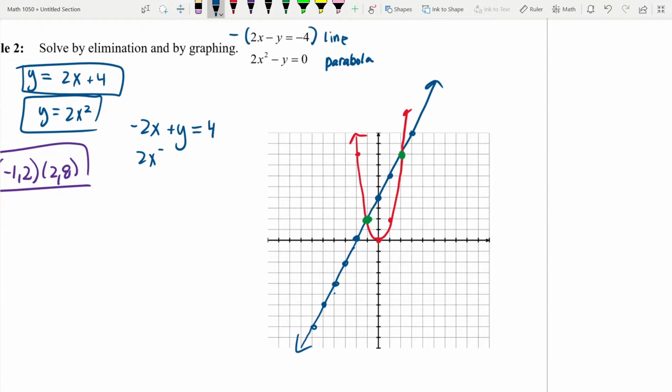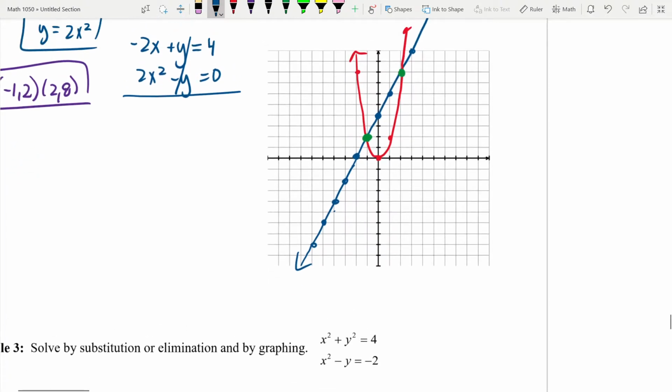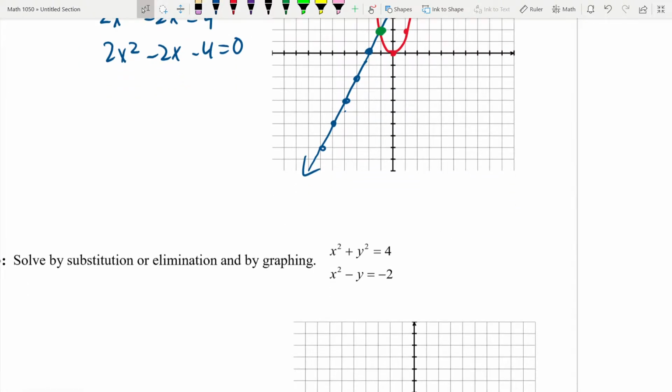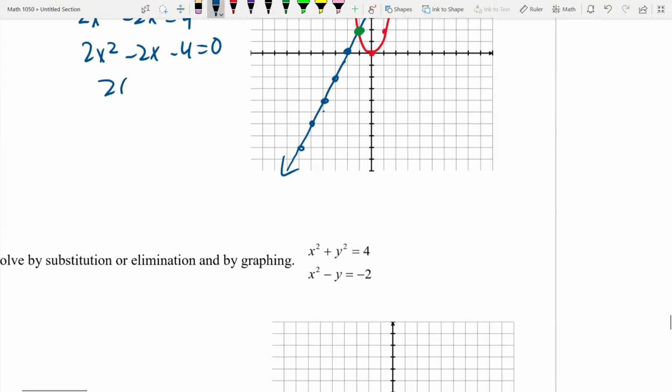Then I'm going to have 2x to the second minus y equals 0. My y's go away. Now you have to be careful with those x's, guys, because one is squared and one is not. You cannot add those together. So you have 2x to the second minus 2x equals 4. Pull your 4 over. 2x to the second minus 2x minus 4 equals 0. What would you do? Take out a 2. And you're left with x to the second minus x minus 2 equals 0.